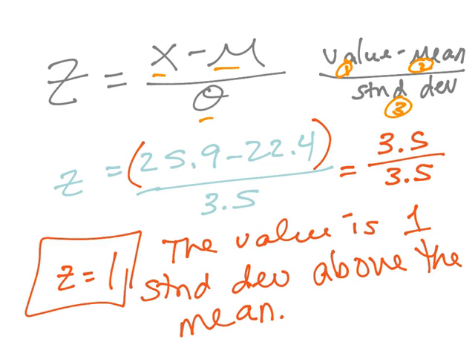And that's basically it. The z-score tells us how many standard deviations we are to either side of the mean. If it's positive, we're above the mean. If it's negative, we're below the mean. And that's what we can tell by this.